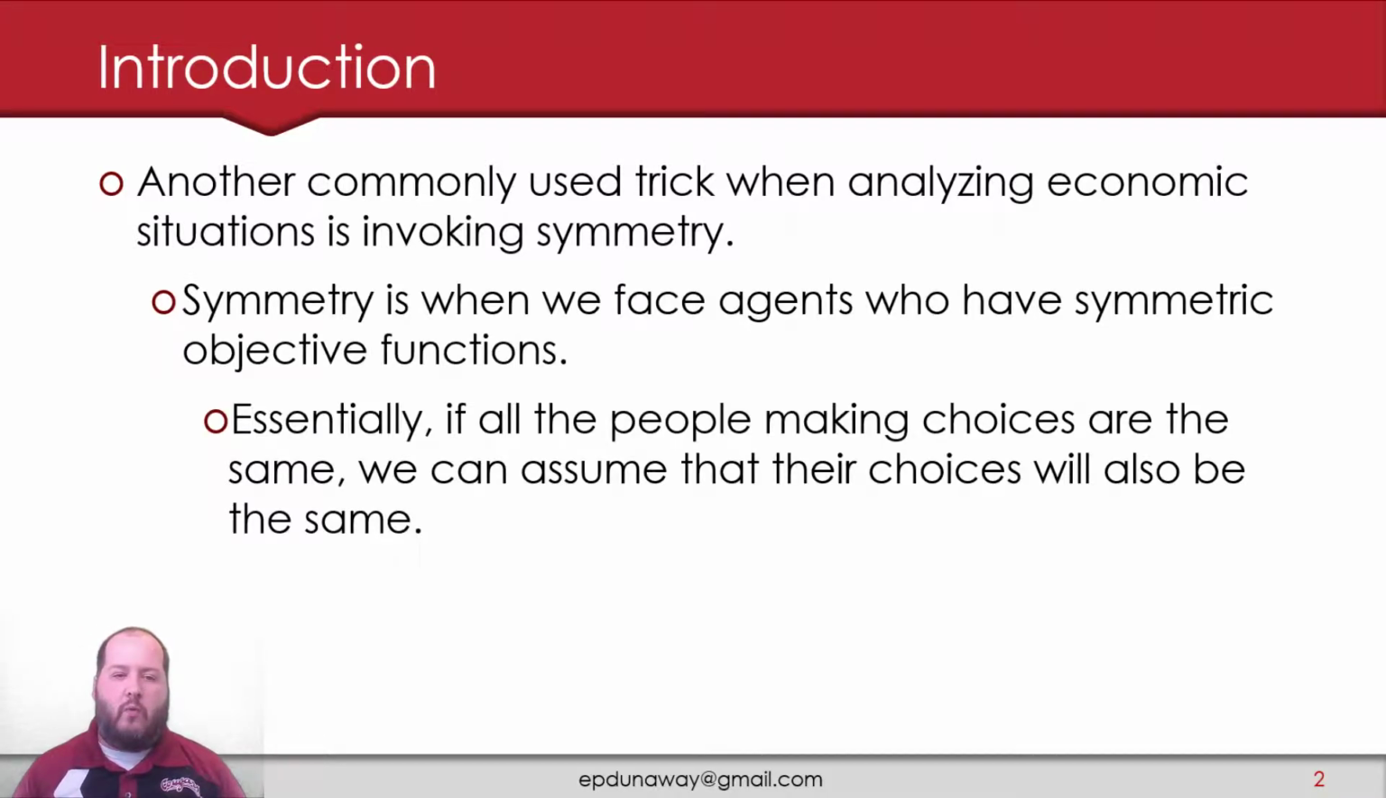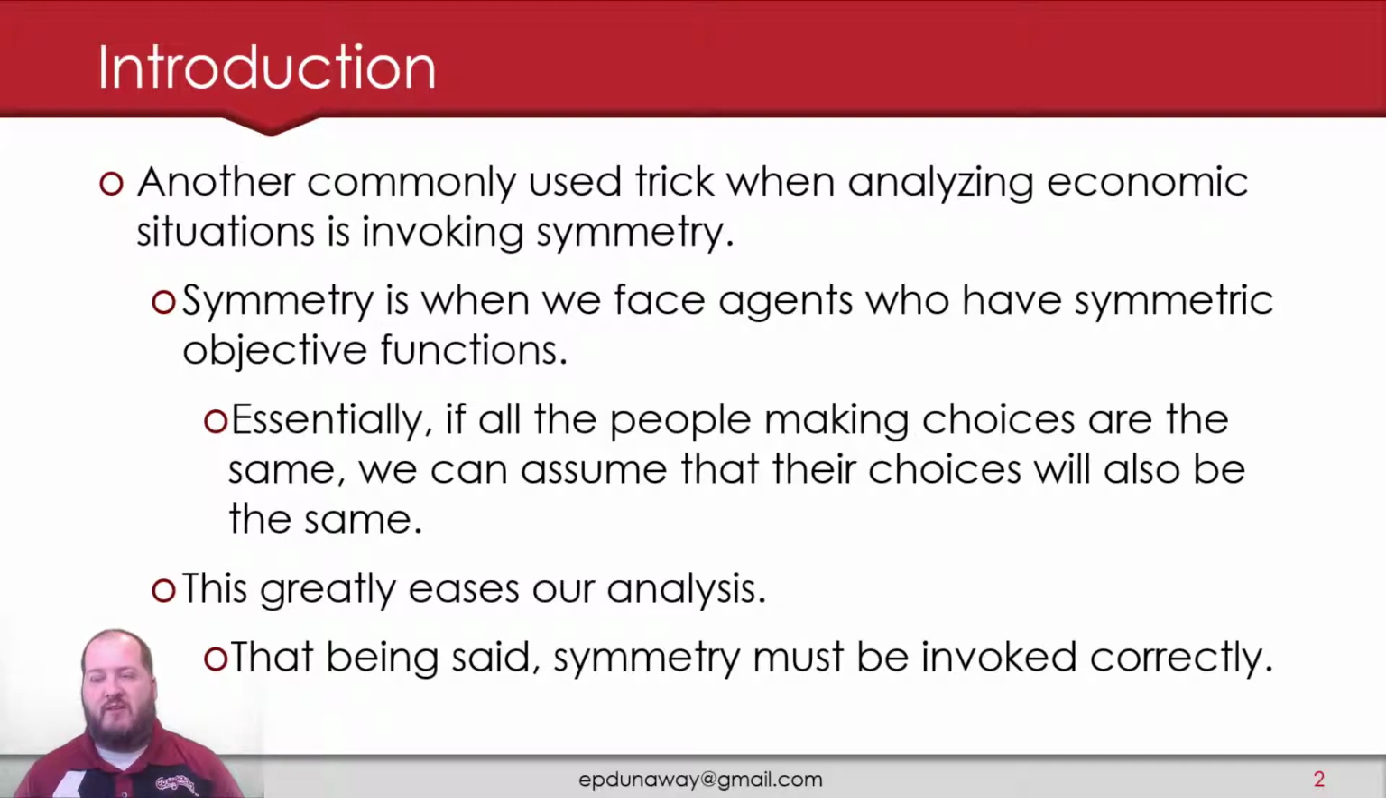Basically, we can use symmetry when we have agents that have symmetric objective functions. The whole idea is that if the people making the choices are essentially the same, like from their perspective, they're facing the same decisions, we can actually assume their choices will also be the same, because why would they choose anything different? If they are facing the same costs and the same objectives, they're going to make the same decision. That's going to very easily make our analysis something that we can work through much quicker.